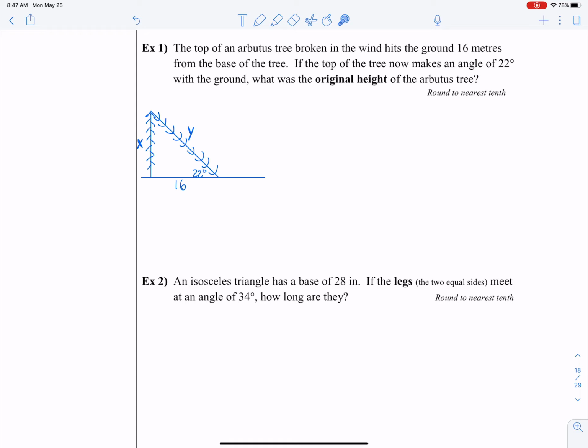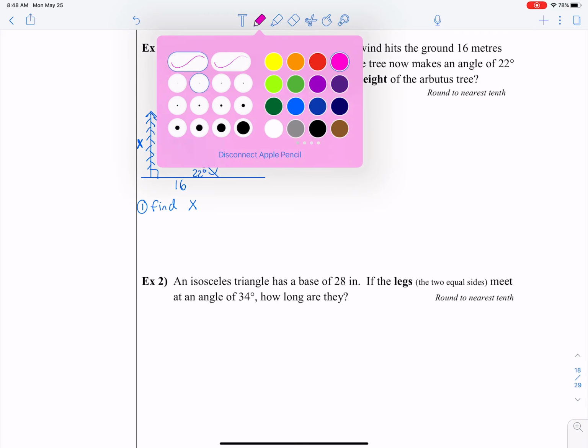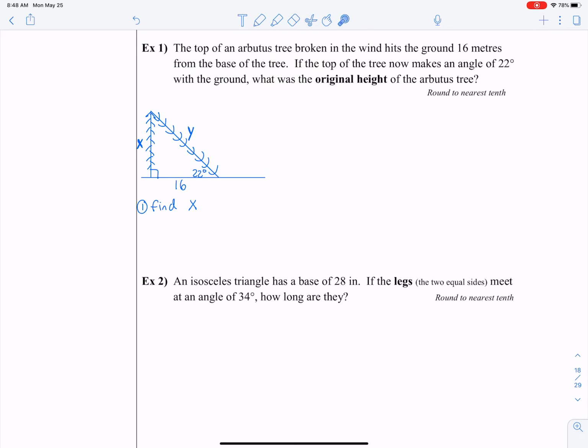This is similar to our solving a triangle for this question. So the first thing we need to do, step one, we're going to find X. To be able to find X, we need to label. So we have our right angle. This is going to be our hypotenuse. We have our indicated angle. This is going to be our opposite. And then we have our other side, and that's going to be adjacent.